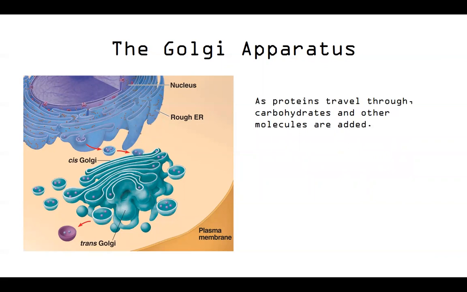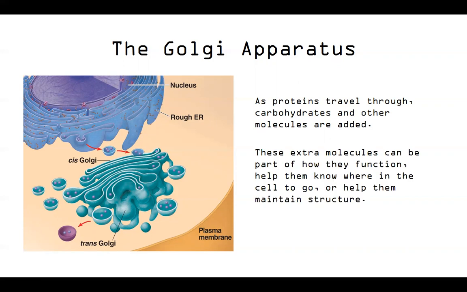As these proteins travel through, again, they're sorted and sent to their destination. Carbohydrates and other molecules are added. So the Golgi is, yes, the sorting organelle, but it's going to do so through adding in some of these other modifications like carbohydrates, lipids sometimes, things like that. These extra molecules can be part of how the protein ultimately needs to function. It can help them know where in the cell to go, which is what we'll be focusing on today, or help them maintain their overall 3D structure, that tertiary or quaternary structure.